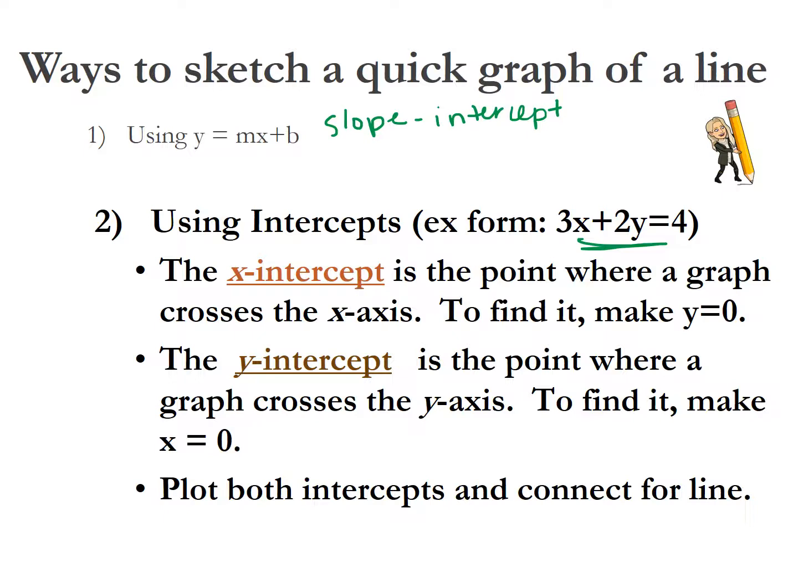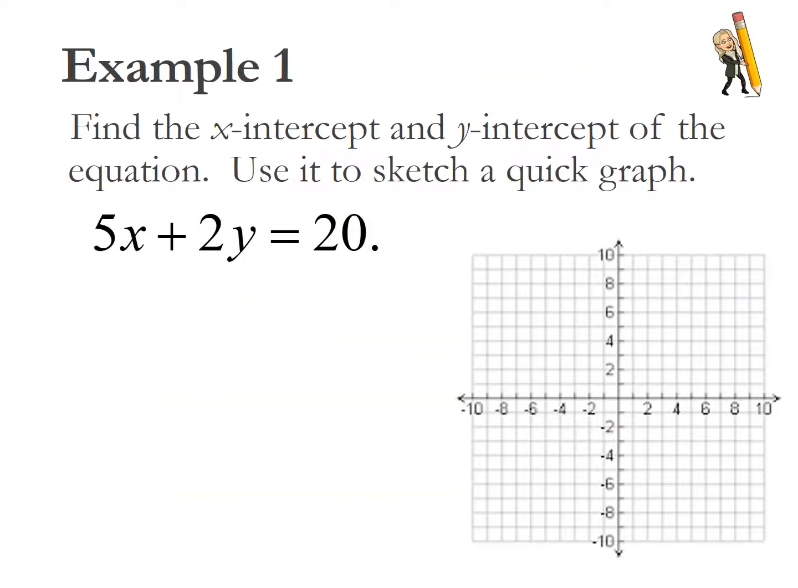So the x-intercept is the point where a graph crosses the x-axis. To find it, we need to make y equal to 0. Similarly, the y-intercept is the point where the graph crosses the y-axis, and to find it, we make x 0. Then to graph this, once we've found both intercepts, we plot the intercepts, and we draw a line connecting the 2 points. So let's try it using the x and y intercepts.